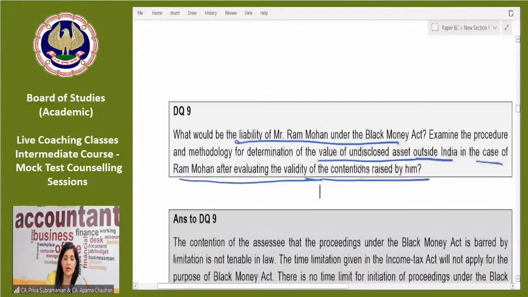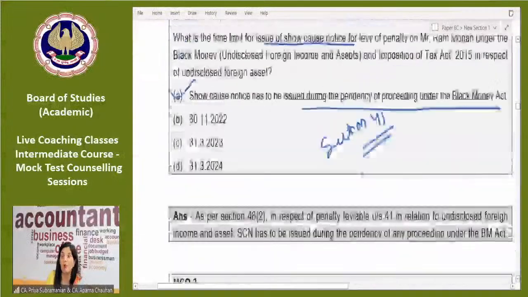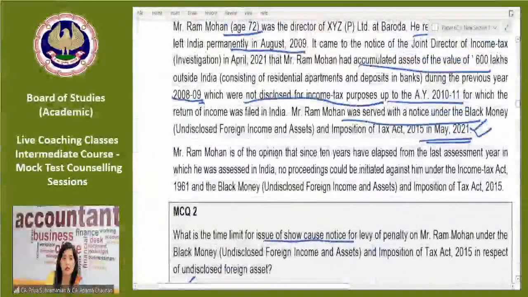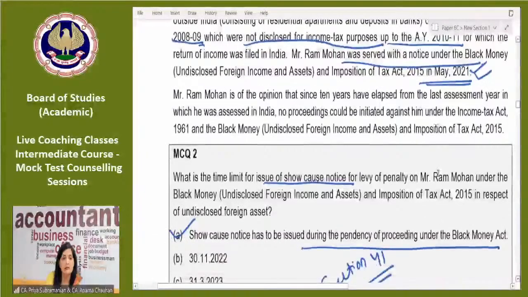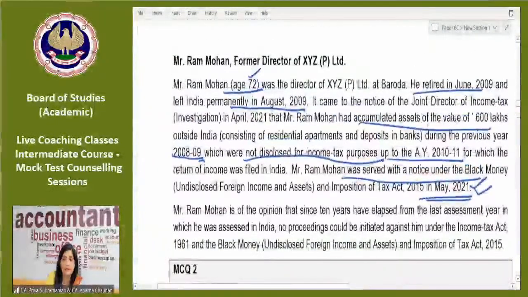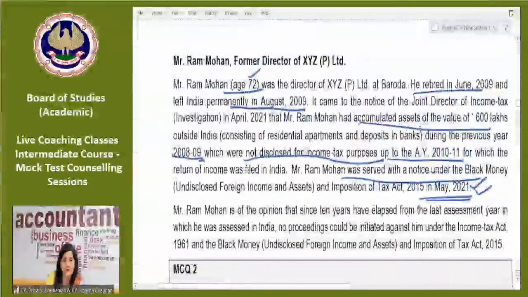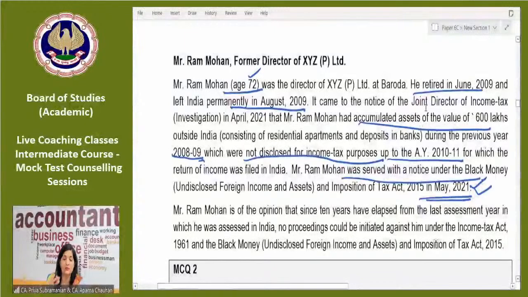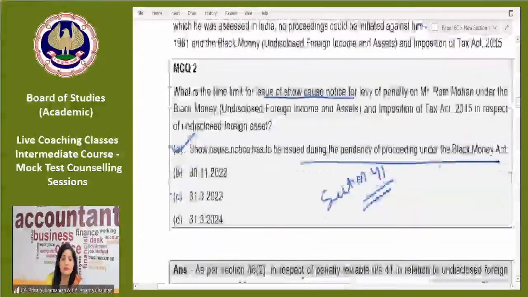What Mr. Ram had said is that, in his opinion, no proceedings can be initiated on him since 10 years time has already elapsed. In this case, for levying the penalty, the charging section, the Black Money Act, is applicable. The levy under the Black Money Act is on persons who are considered assessees. Who are considered assessees in this case?